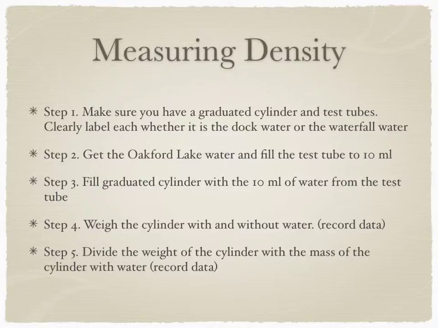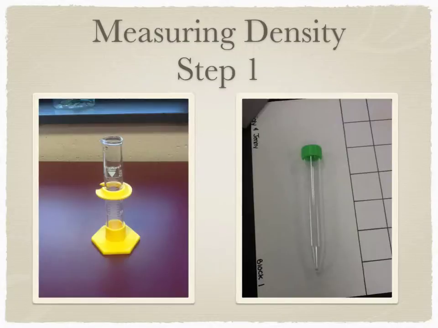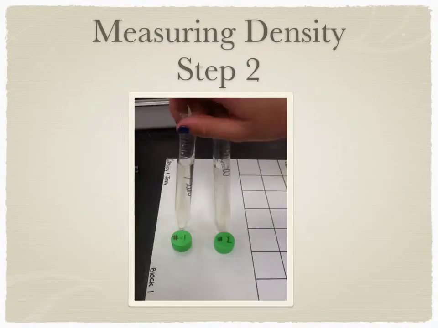Step 4. Weigh the cylinder with and without water. Record data. Step 5. Divide the weight of the cylinder with the mass of the cylinder with water. Record data.